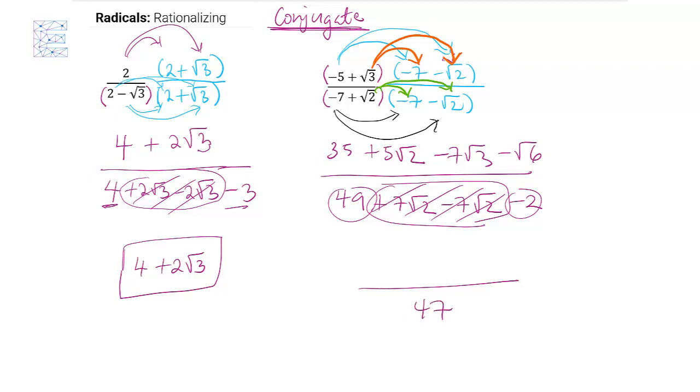On the numerator, we can scan to see if we have any like terms, but this time we don't have any. This is a root 2, this is a root 3. Remember, we can only add or subtract if we have the same radicand. Since we don't, there's nothing we can do to this numerator. So we'll just copy it down exactly as is. So 35 plus 5 root 2 minus 7 root 3 minus square root of 6 would be the answer to this question.